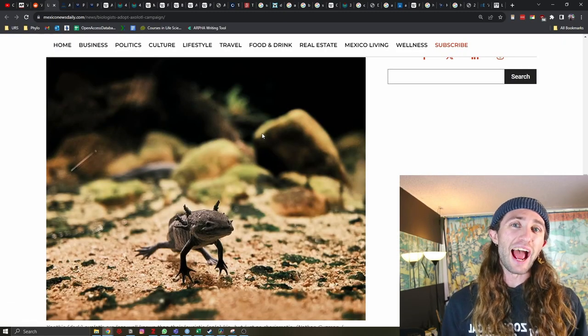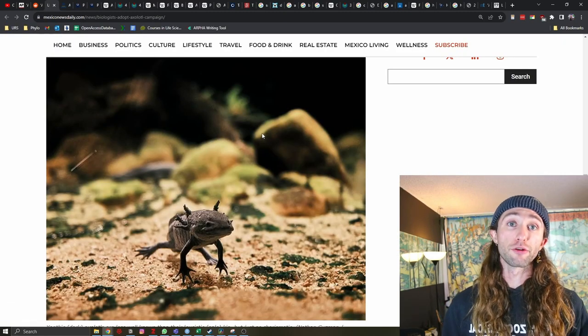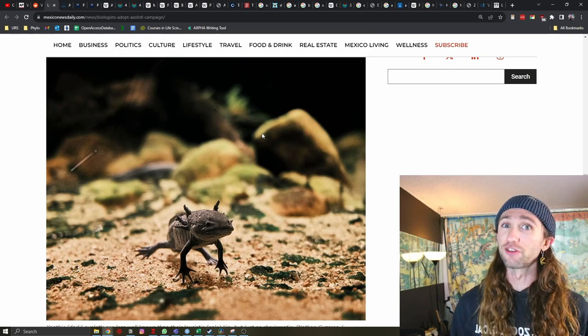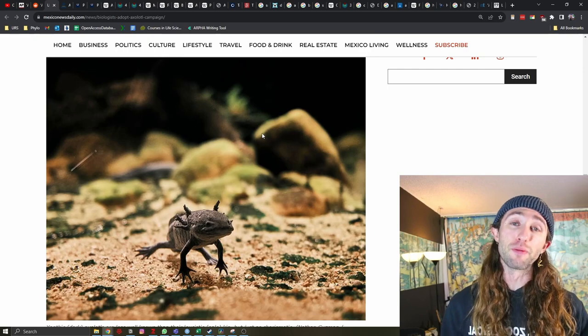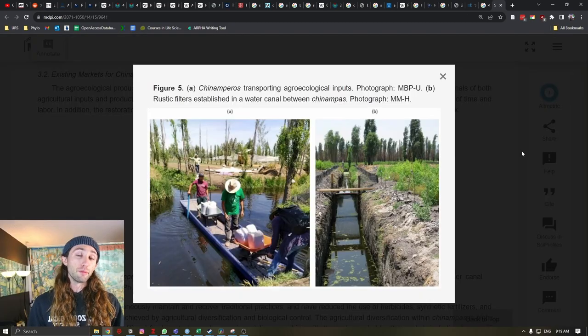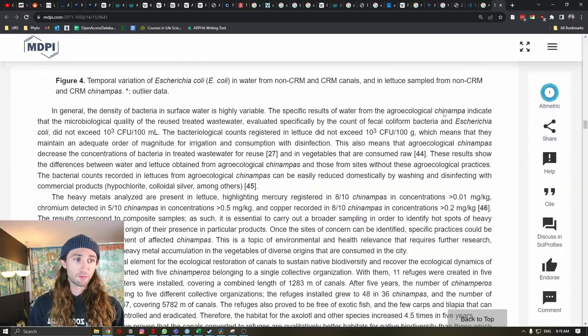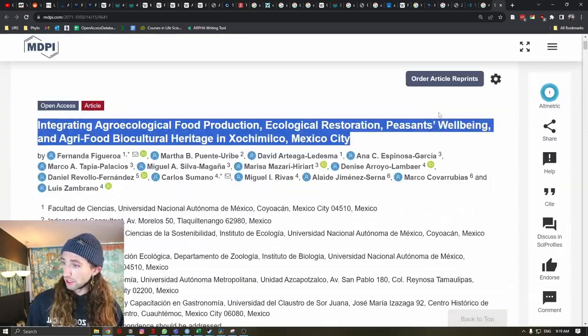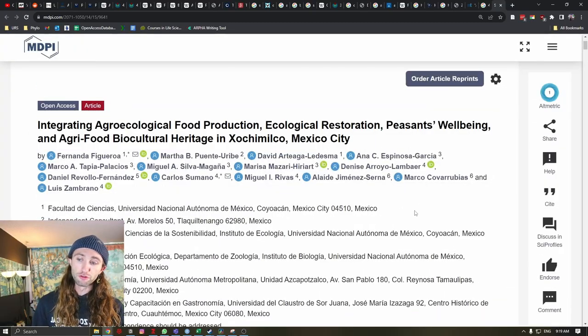And how is that money actually going to the axolotl conservation? What are the conservation efforts they are doing? Well, it goes back to the Chinampas. The biologists there are restoring the Chinampas in order to create agricultural products as well as ecological restoration. Pictured here are Chinampas from this paper titled Integrating Agroecological Food Production, Ecological Restoration, Peasants' Well-Being, and Agri-Food Biocultural Heritage in Xochimilco City, Mexico City.